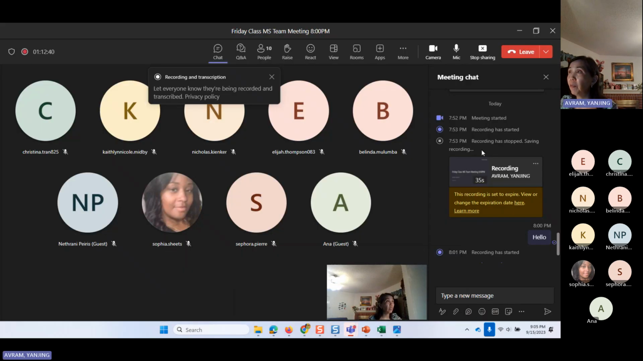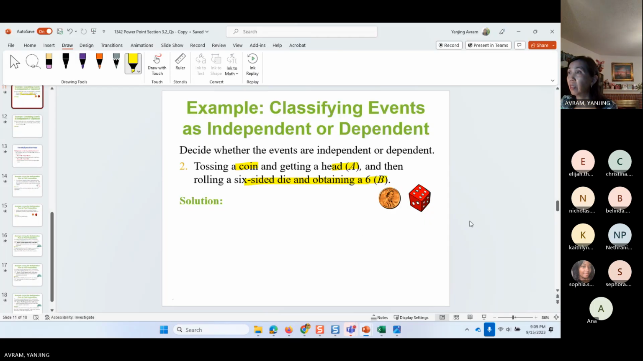Will event A affect event B? I would say probably not, because you're tossing a coin, getting a head or a tail. This is a different one, two different objects in here. So you flip and get a head or tail, and it doesn't affect this one. You're going to get a 6 or 1 or 2. So I would say these two are independent. Event A doesn't affect event B, so that's independent.